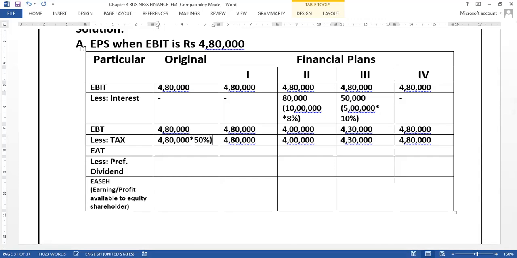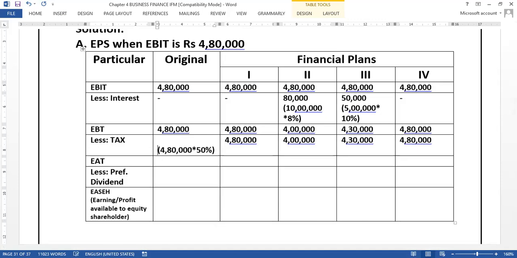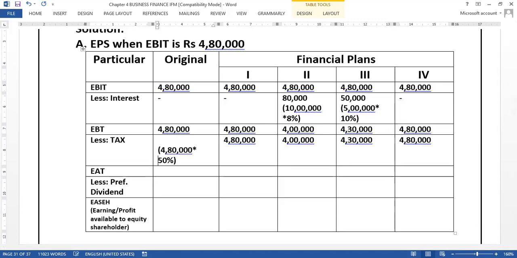%, as tax. We'll be getting around 2,40,000 something. Yeah, 2,40,000. Okay, whereas this is the original case. In financial plan 2, this also remains the same, that is 2,40,000. Again for financial plan 4, that also remains the same.